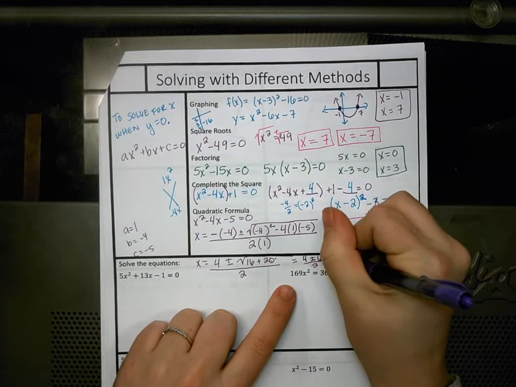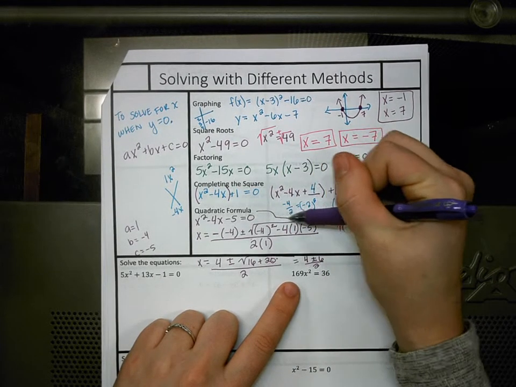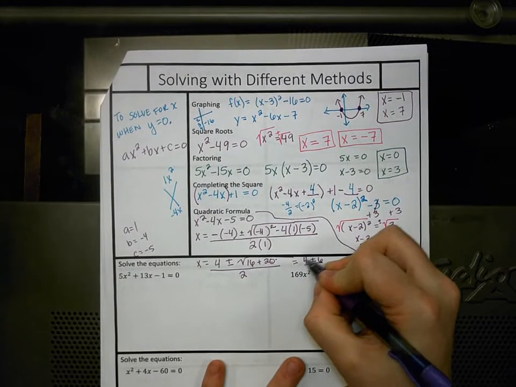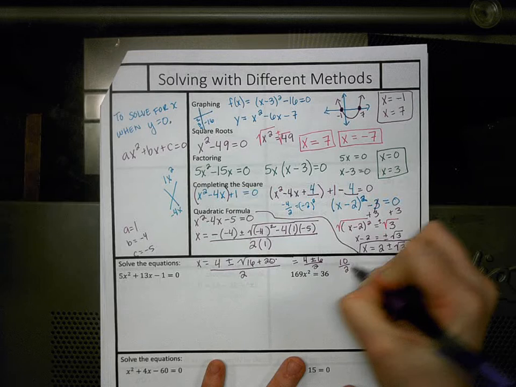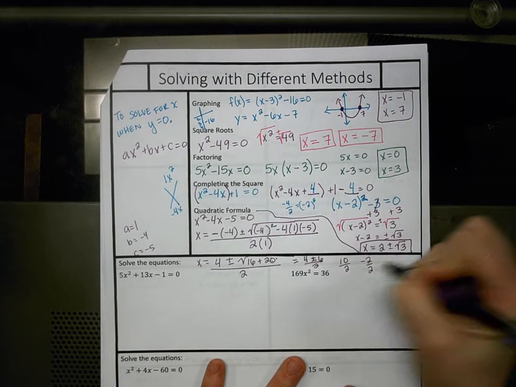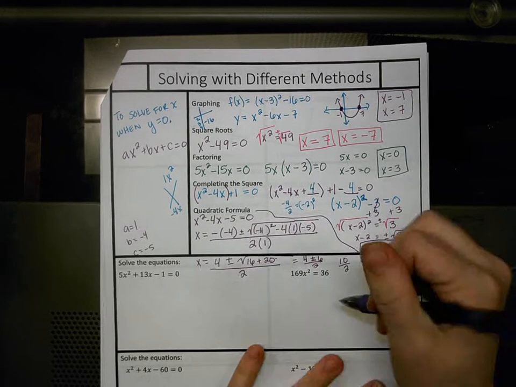That just means this breaks up into 2 answers, and I'm going to rope this off so that you can see what's happening. This will be 4 plus 6, which is 10, divided by 2, or 4 minus 6. 4 minus 6 is negative 2, divided by 2. You want to make sure you simplify your answers until you get a whole number if you're able to.